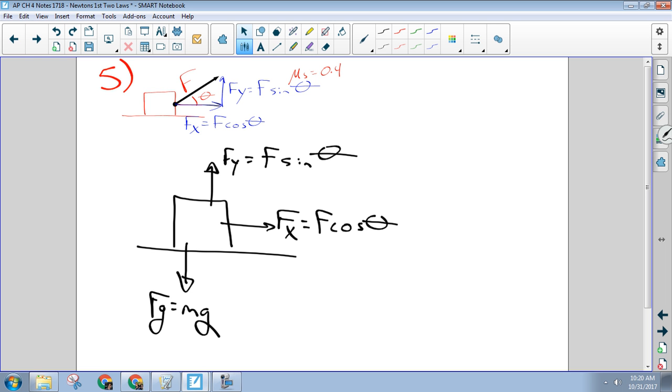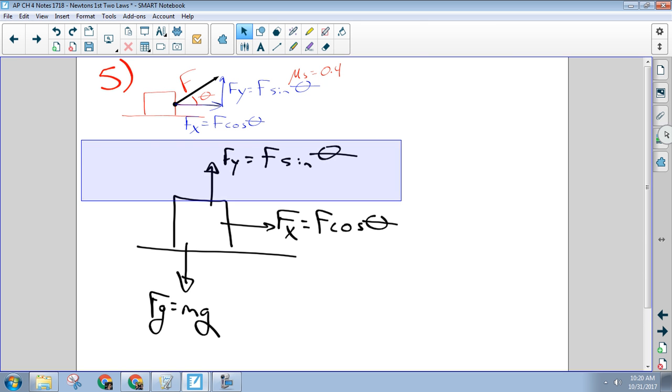Well, I'm not done yet. Okay, so as Teddy just said, what other forces are there? There's a normal force, right? Don't just label it Fn. Tell me what the normal force is.